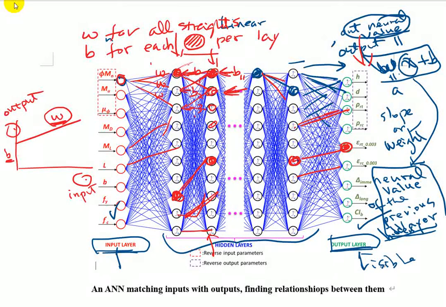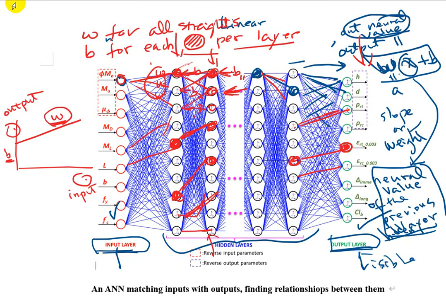Per layer. Do you follow me? Okay. So anyway, all these W's and B's will define your straight lines that connect the neurons of the previous layer to the neurons of the next layer. If you take a look at this, these are the neurons of the previous layer. They're connected to the neurons of the next layer by W's and B's. And this is how your neural network works. And that is what we have to determine through the process called training.